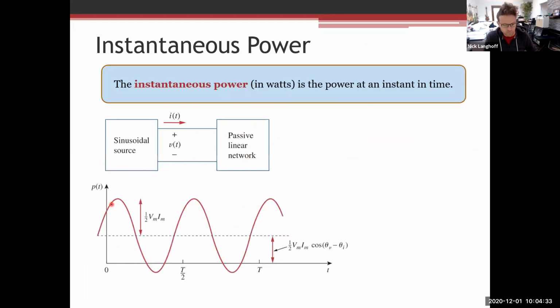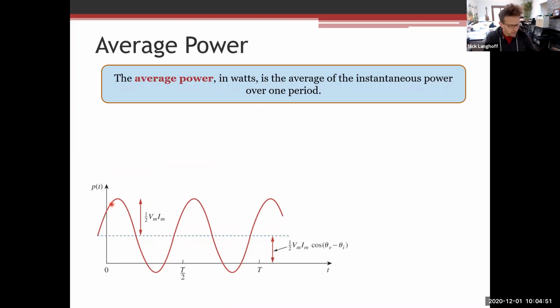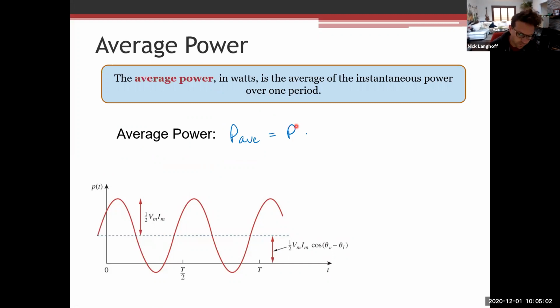Okay, let's talk a little bit more about instantaneous power. This is just a definition, but it is the power in watts that is provided to the network or load at that instant in time. Continuing on into definitions, the average power, as we've just seen, which we will refer to as P, is, as we've said, 1 over T times the integral of the signal P of t dt.